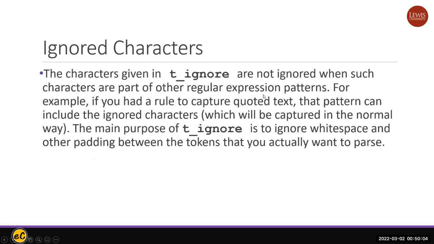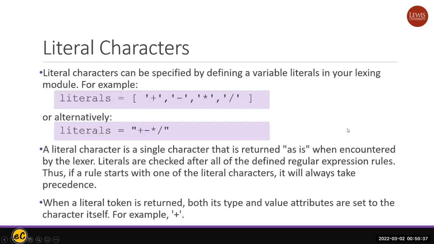Okay, the characters given in t_ignore are not ignored when such characters are part of a regular expression. So the regular expression will be matched first, and then you will go to t_ignore if no rule matches, okay? For example, if you have a rule that captures quoted text, the pattern can include the ignore character, okay? The main purpose of t_ignore is to ignore white spaces and padding between the tokens, okay?